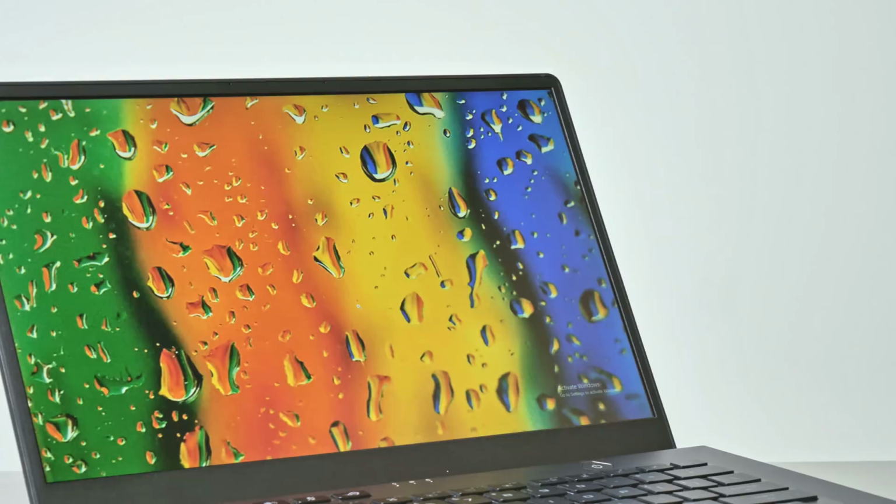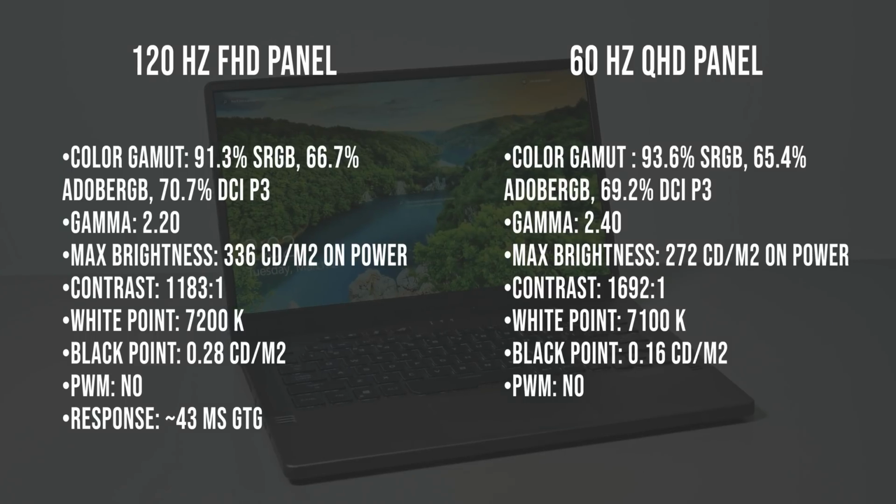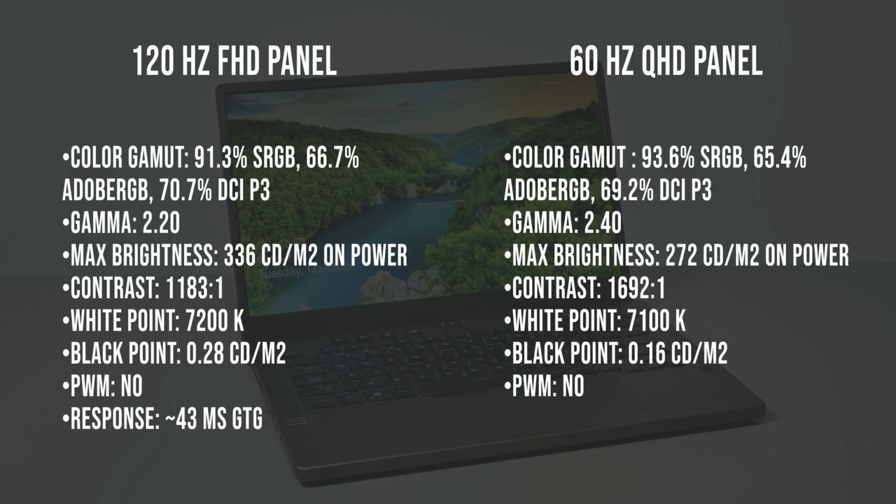There is a choice you can make when it comes to the screens though, at least in most markets. While the base configurations only get a rather mediocre Full HD 250 nits panel, the mid and top tier versions are available with either a Full HD 120Hz or a QHD 60Hz panel. Both of these are matte, IPS and non-touch, and fairly similar in terms of specs as you can see here.